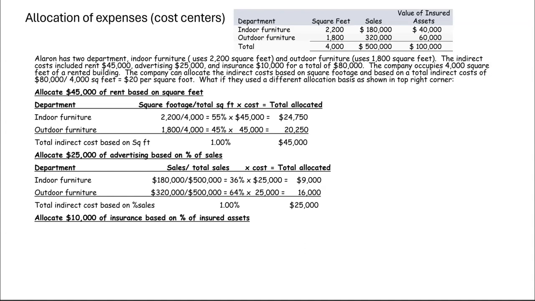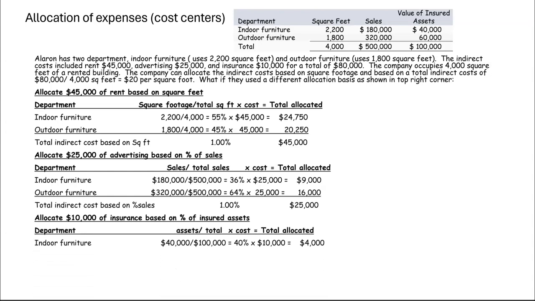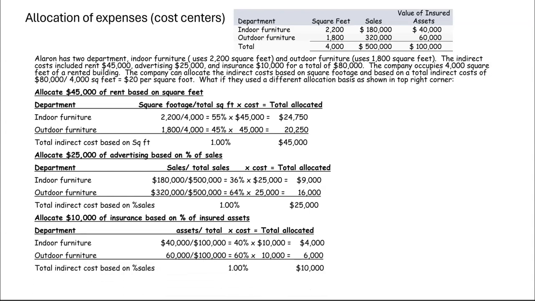Then we have the $10,000 of insurance based on percentage of insured assets. And we get our $10,000 allocated, $4,000 to indoor, $6,000 to outdoor.